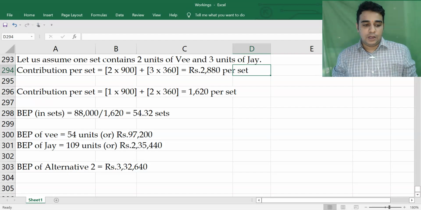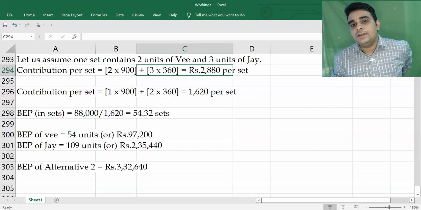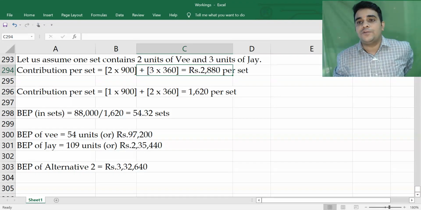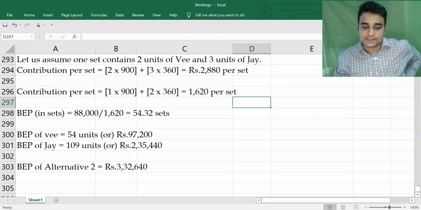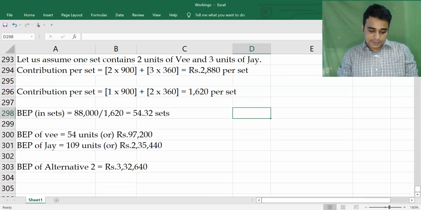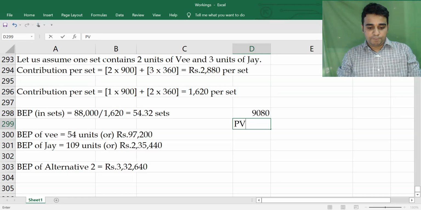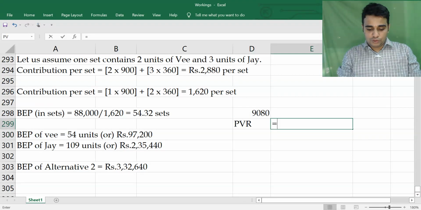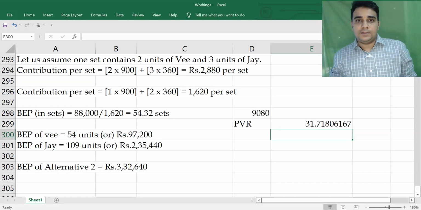Can you tell me, 2 units of V and 3 units of J put together, what is the value of sales? How much? 9080. Okay, so PVR would be 2880 divided by 9080. This is the PVR of alternative 1.